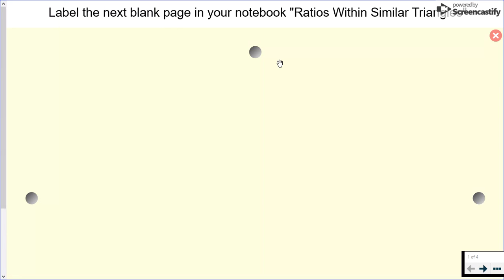Okay, so I want you to label the next blank page in your notebook ratios within similar triangles. And we're going to look at a couple different ways to identify and work with more similar figures. But if you didn't get your notebook, you need to do that now and make sure you label that page, please.